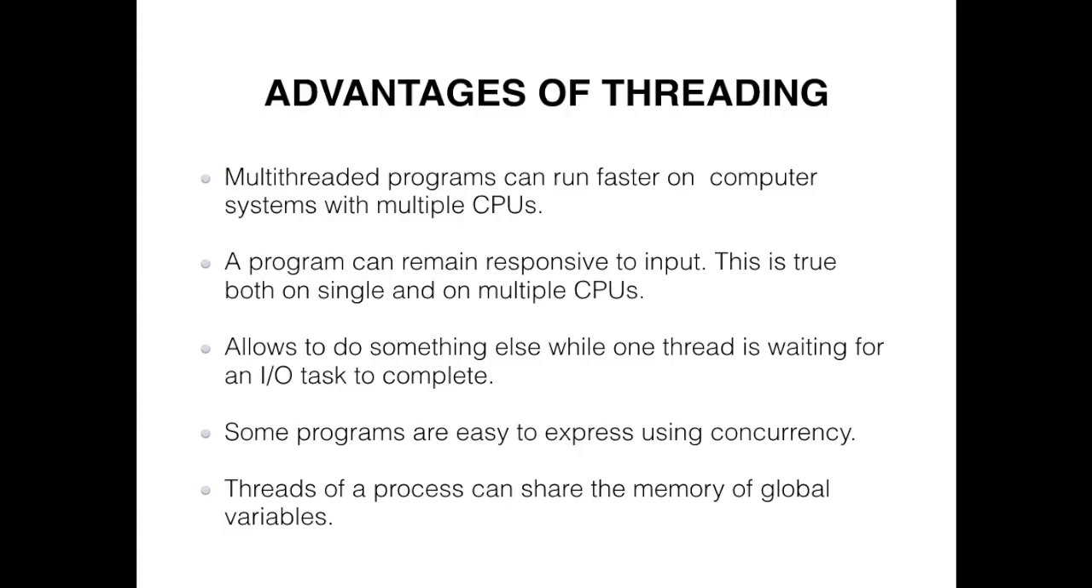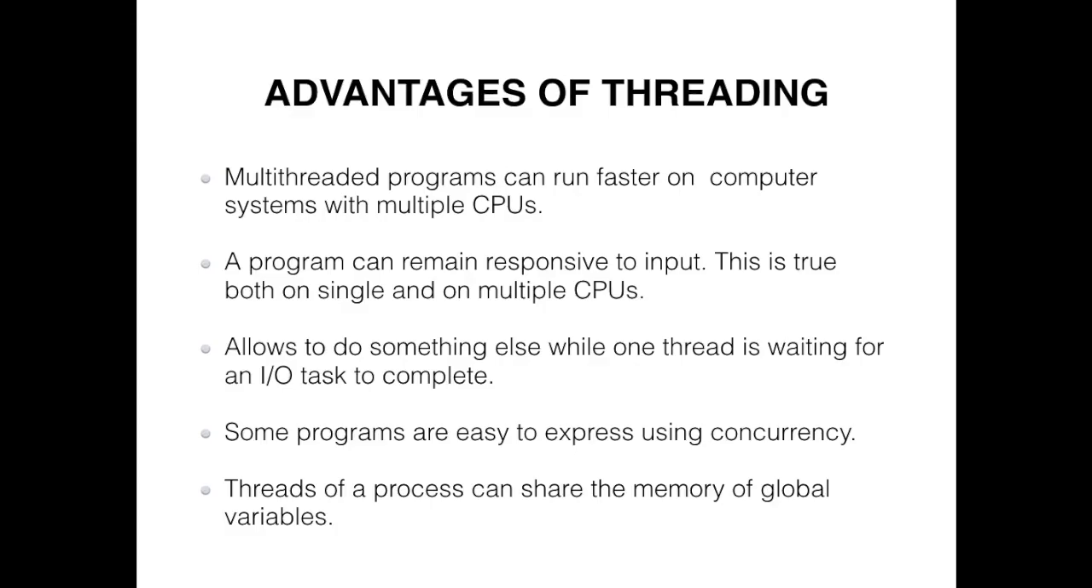Now let's talk about the advantages of using threading. The first advantage is multi-threaded programs can run faster on computer systems with multiple CPUs because these threads can be truly concurrent on multiple CPU computer systems. The second advantage is the program can remain responsive to input at all times. This is true both for single and multiple CPU computer systems. The third advantage is threading allows you to do something else while a thread is waiting for an IO task or any other task to complete. So it always remains responsive.